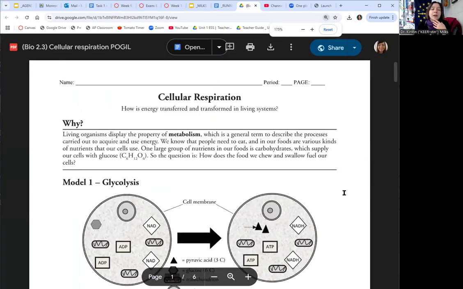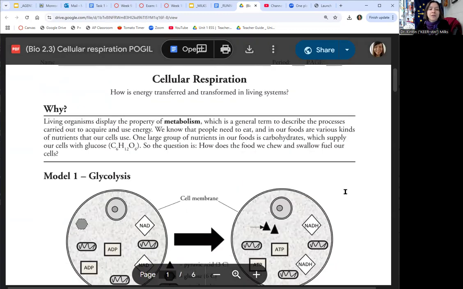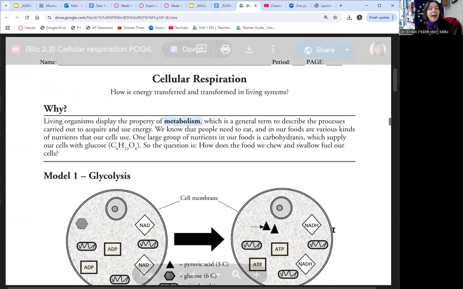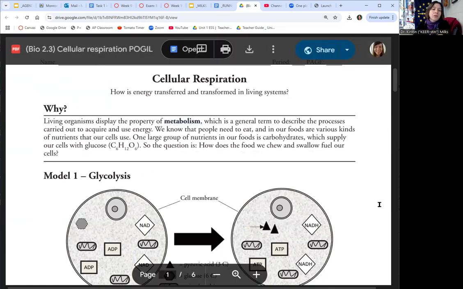Today it says cellular respiration. How is energy transferred and transformed in living systems? Living organisms display the property of metabolism, which is a general term to describe the processes carried out to acquire and use energy. We know that people need to eat, and in our foods are various kinds of nutrients that our cells use. One large group of nutrients in our foods is carbohydrates, which supply our cells with glucose. So the question is, how does the food we chew and swallow fuel our cells?